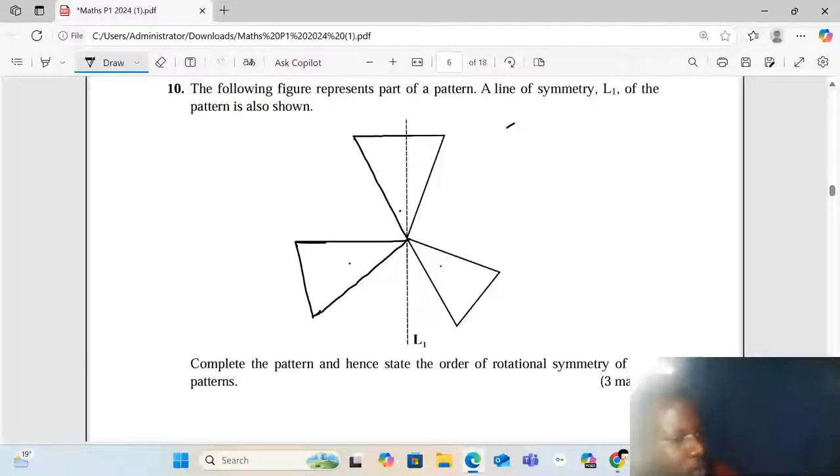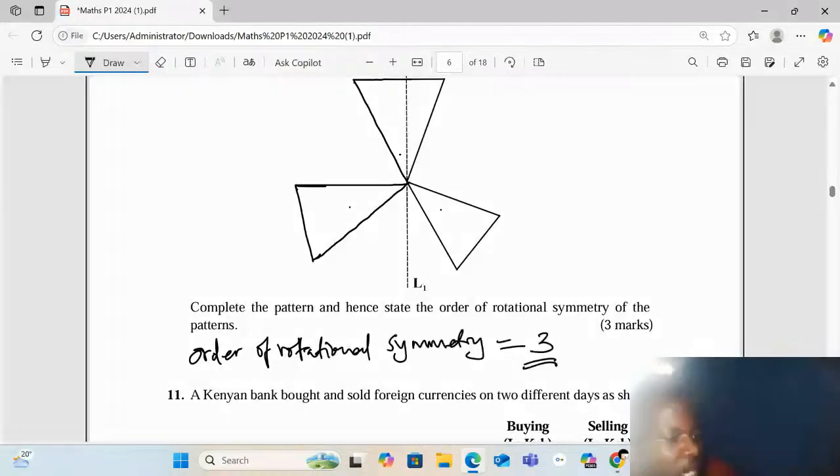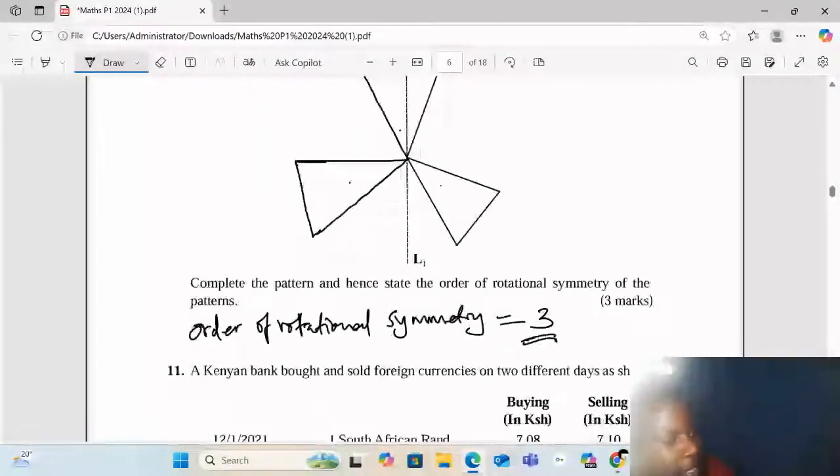The question was asking, complete the pattern and hence find the order of rotational symmetry. The order of rotational symmetry will be equal to what? That is 3. So good.